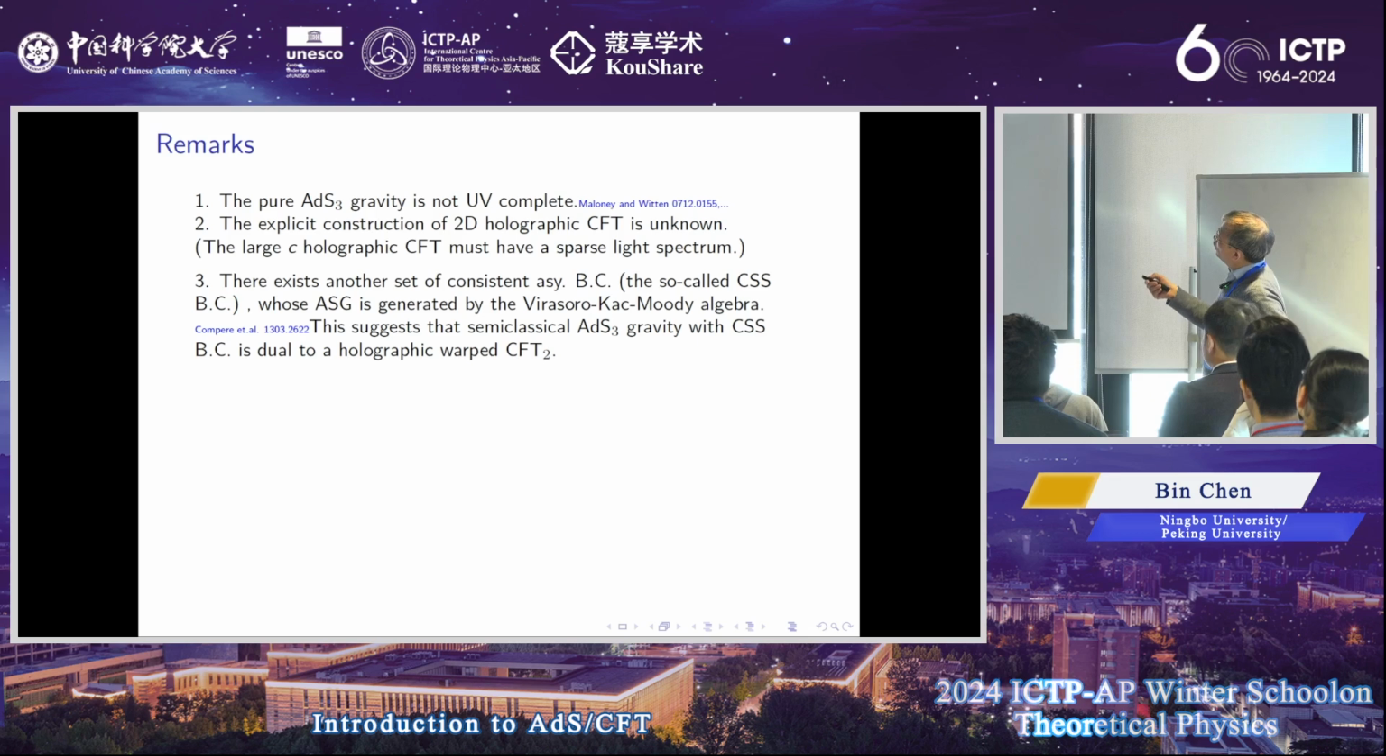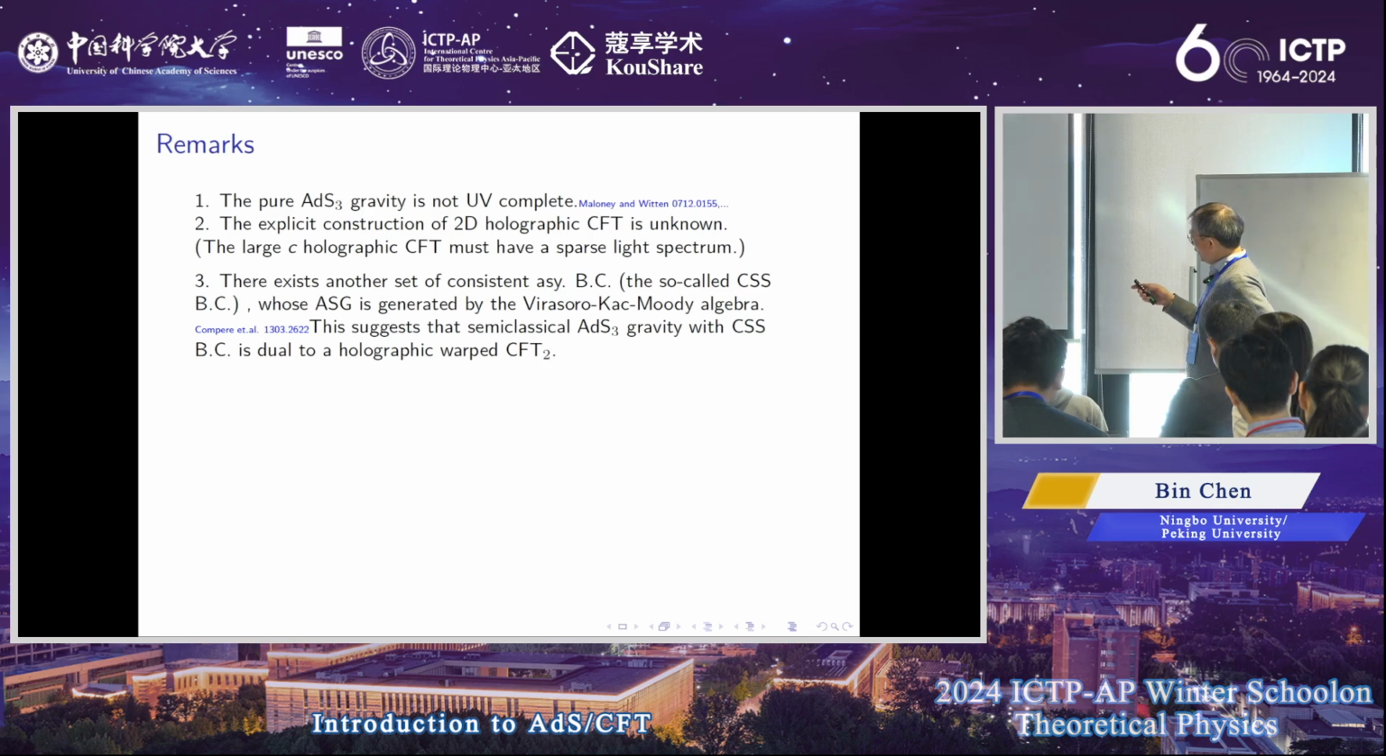That's what we know. Even though we don't know how to construct this two-dimensional holographic CFT explicitly, we know there's a very large symmetry, the Virasoro symmetry. So in many cases, due to the presence of this symmetry, we can still read out some universal properties in this AdS3/CFT2 correspondence.